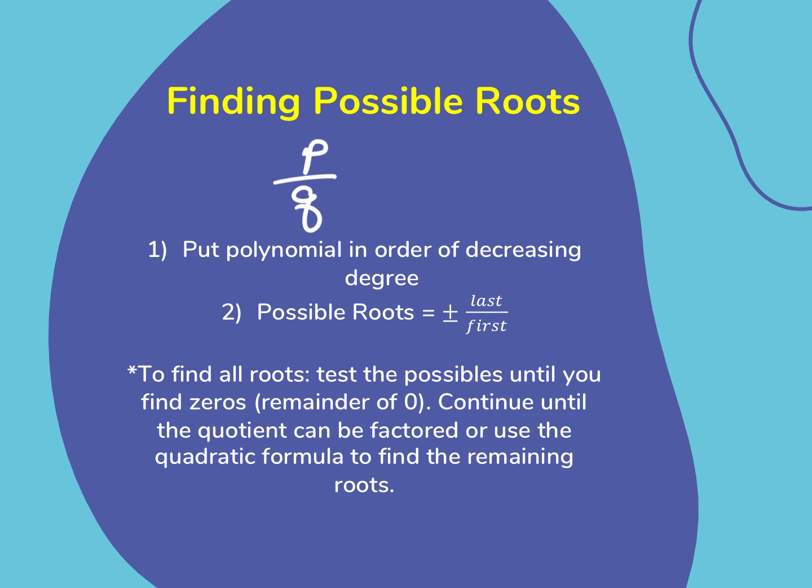Good. You're going to find the possible roots. It's going to be plus minus, you'll see what I mean by this in a second, the last term, which is your P, over the first term, which is your Q. To find all the roots, you have to test the possibles until you find a 0 that gives you a remainder of 0.